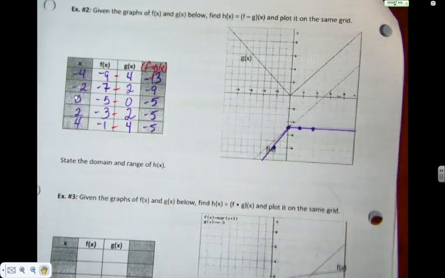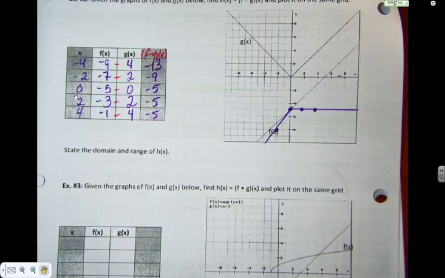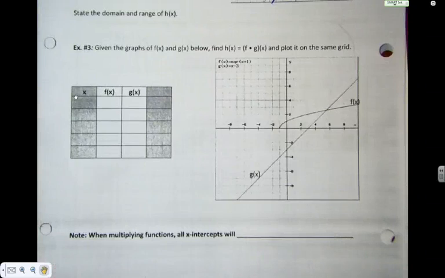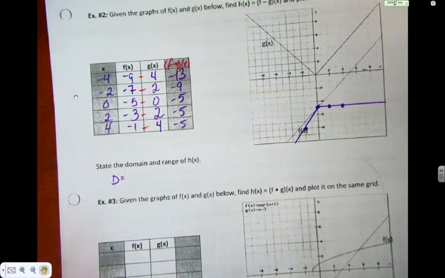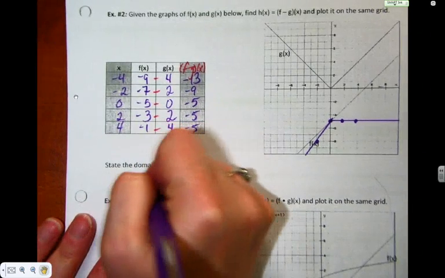Questions so far? Yep, this is as hard as it gets. Okay, let's do a multiplication. Oh, domain and range, thank you. Offer of x, er.